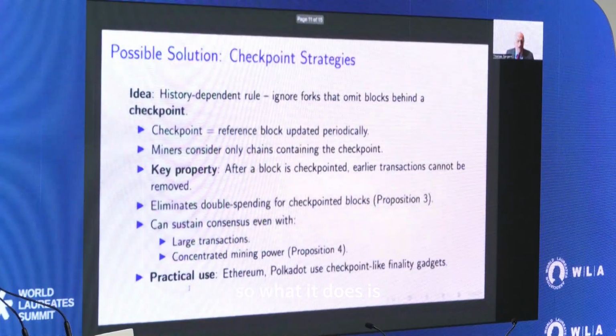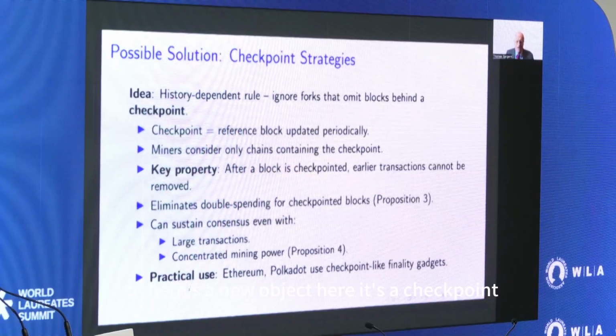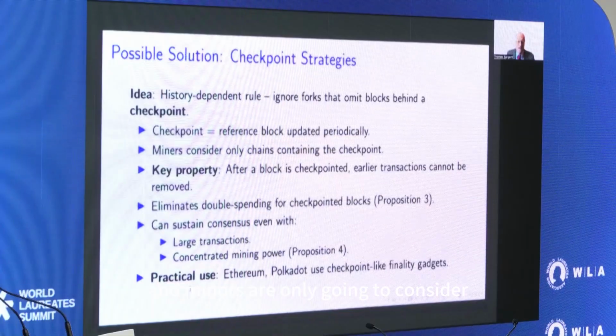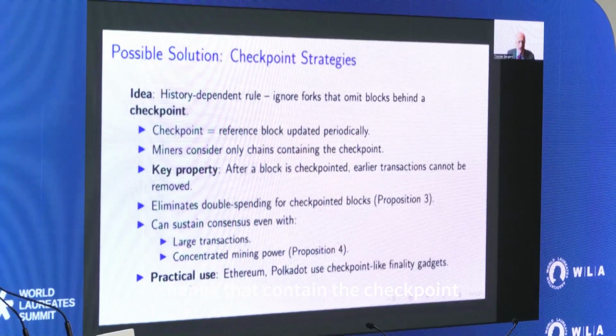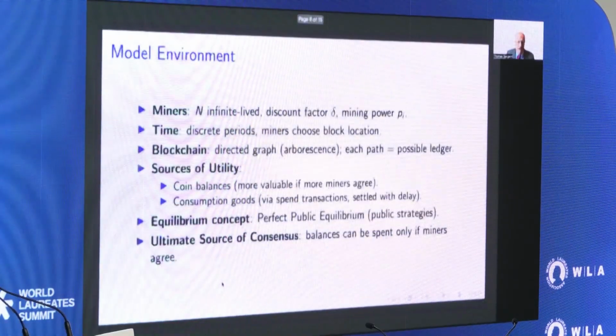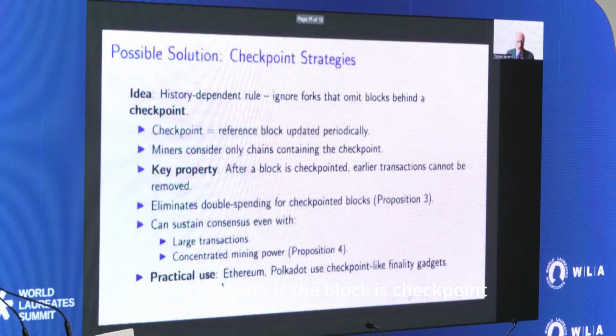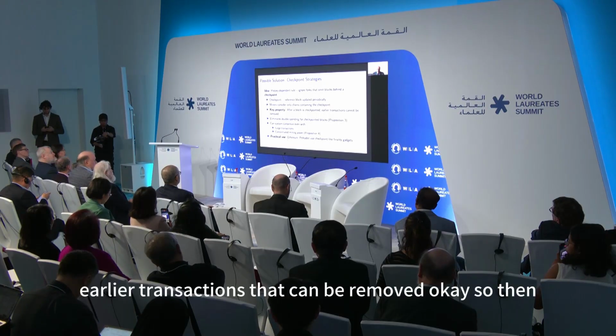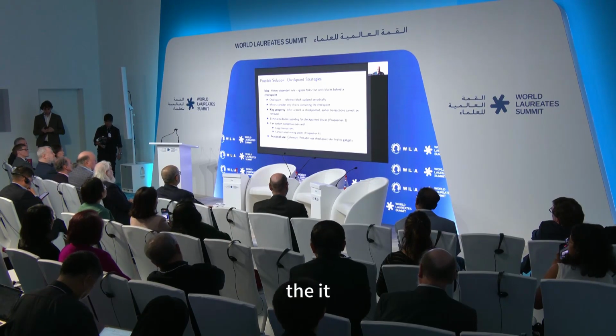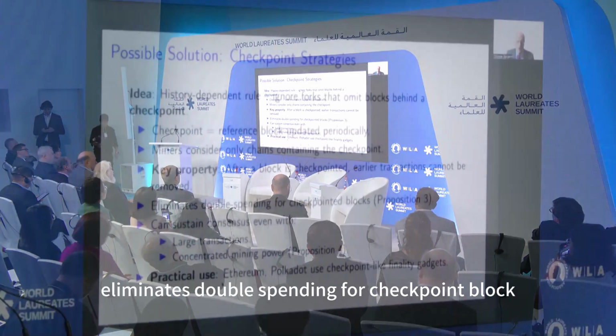So the rule is to ignore forks that omit blocks behind a checkpoint. There's a new object here, a checkpoint. It's a reference block that's updated periodically, and miners are only going to consider chains that contain the checkpoint. And the key property is, I'm bad at these slides, the key property is that once a block is checkpointed, earlier transactions cannot be removed. So then it eliminates double spending for a checkpointed block. That's what they're going to do.